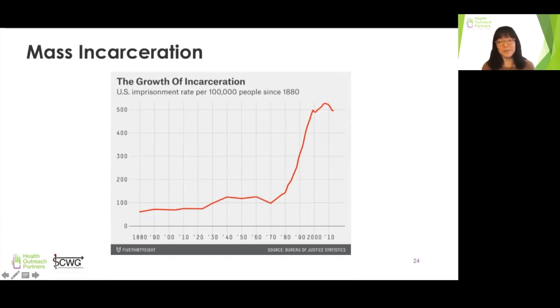So one contemporary example of structural racism is mass incarceration, which has largely been framed around the idea of the war on drugs. Here's a chart of incarceration in the United States. If you look at it, you can see that from the late 1800s up until about the 1970s, the rate of incarceration was pretty steady. And then starting in the 70s, there's just this dramatic increase of incarceration rates in the US.